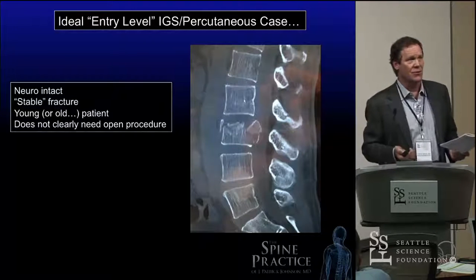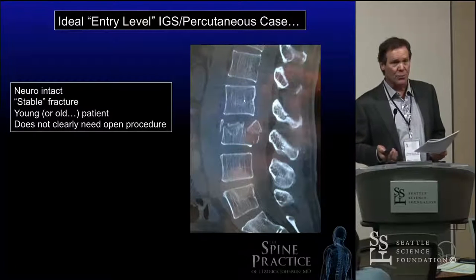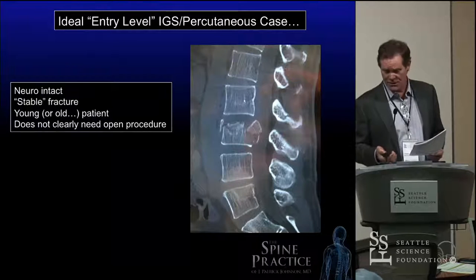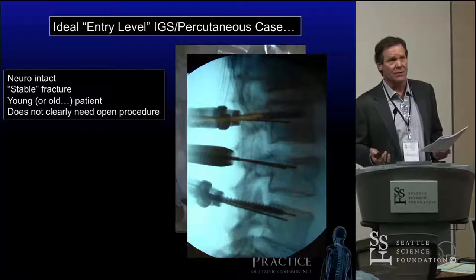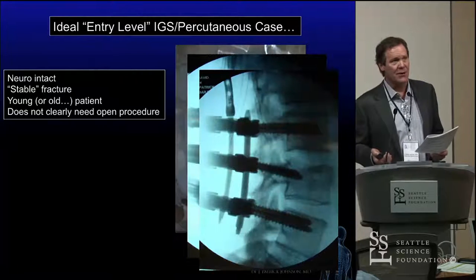So here's a great case. Here's a fracture case that some people would put in a brace, but if you deem it needs to be operated on, in a neurologically normal patient, and you're going to put screws in, these are perfect cases. Do this as a percutaneous MIS image-guided case. There you go.